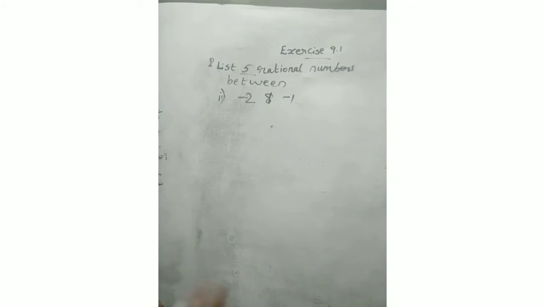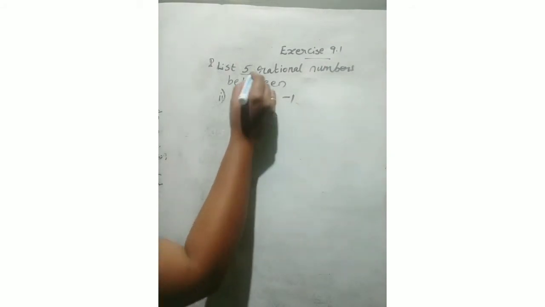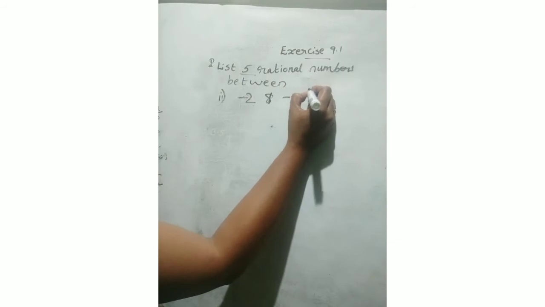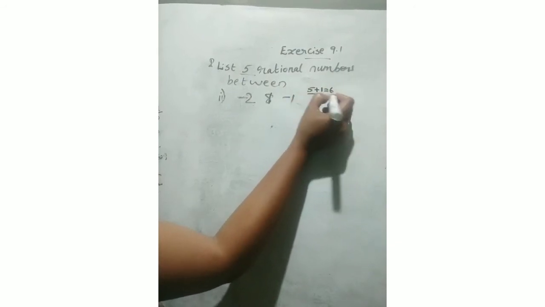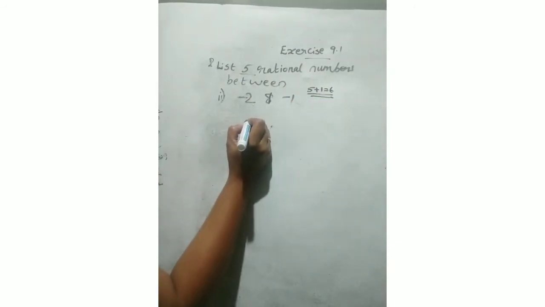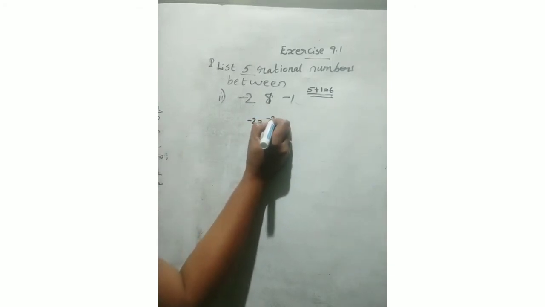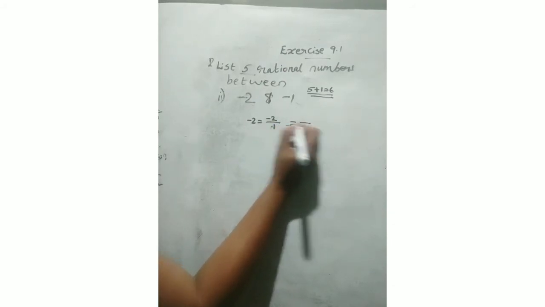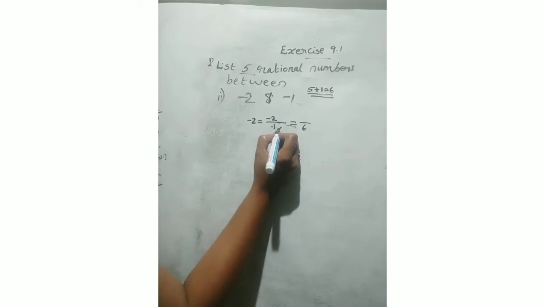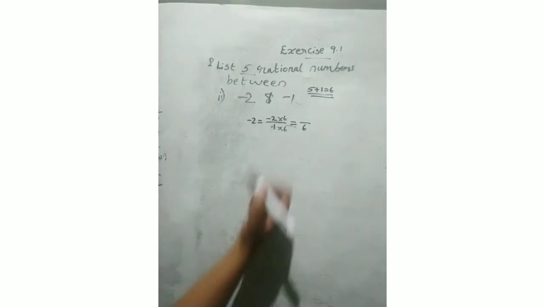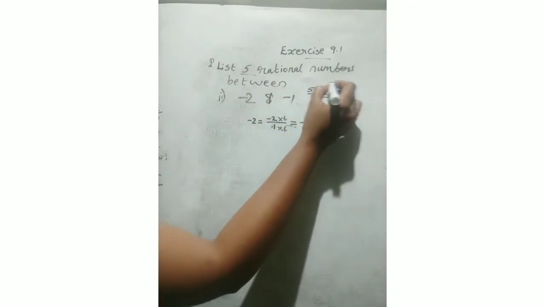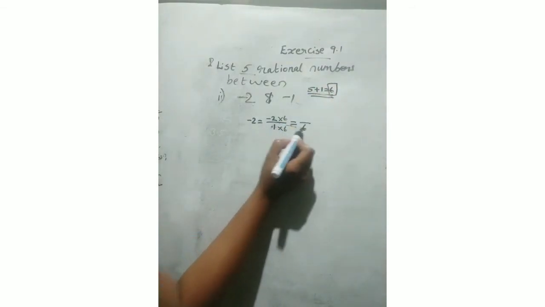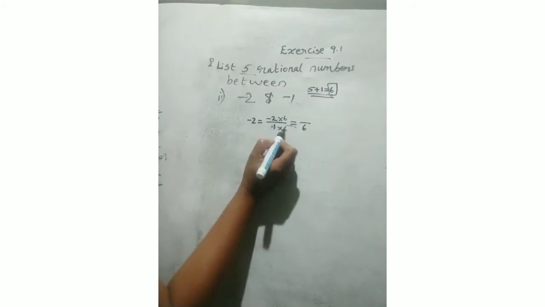Okay, then how can we find 5 rational numbers now? 5 plus 1 is equal to 6. This is the first method. Then negative 2 is equal to negative 2/1. We make the denominator 6, so we multiply both numerator and denominator by 6. Here the denominator is 6 itself, because 1 times 6 is equal to 6.